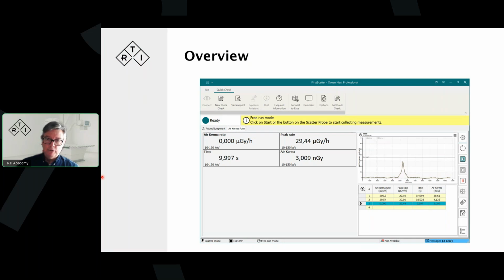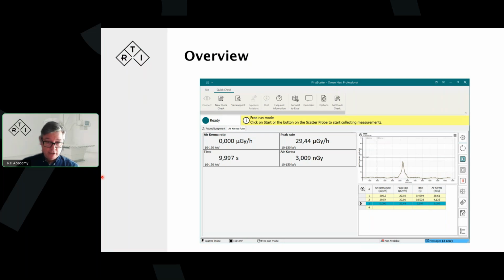So now if you update to the latest Ocean software, and you can do that by going to our website and then finding the support pages or the resource center, which is on the website.